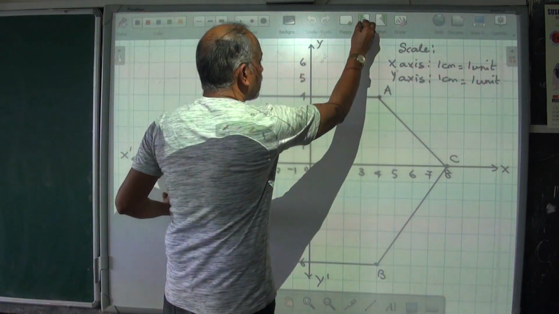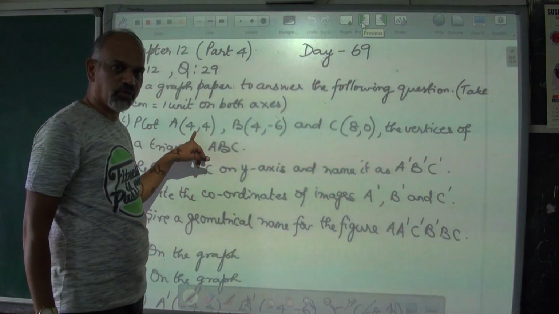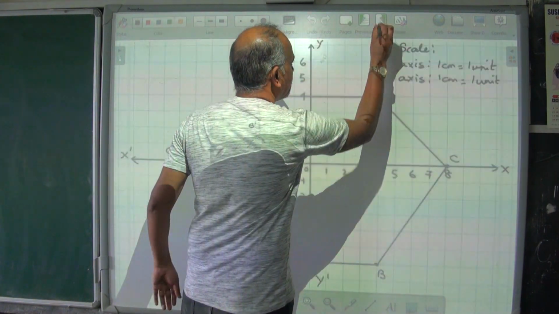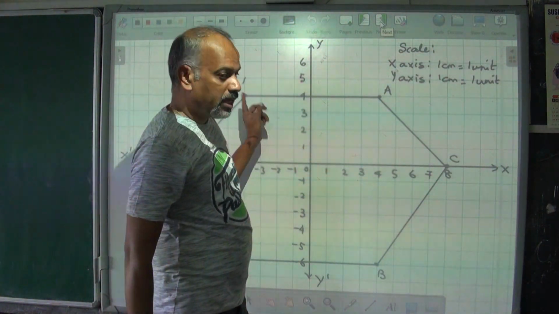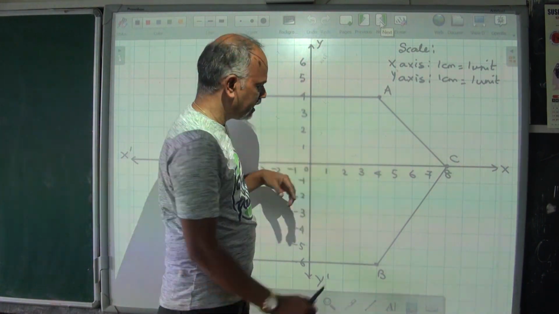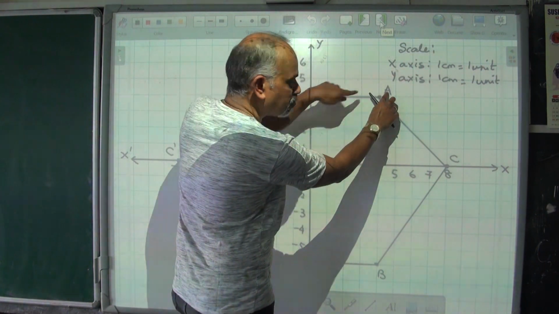Now, the first question is, plot A whose coordinates are (4, 4). So, let's see where A is. A's coordinates are (4, 4), which means x value is 4, y value is 4. X value 4 is here, y value 4 is here. The meeting point of both of these is point A.